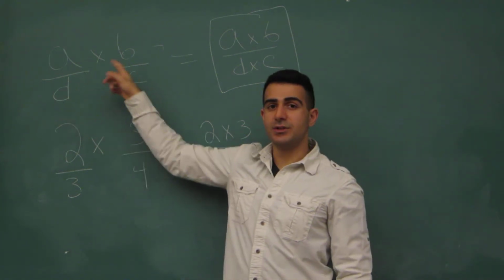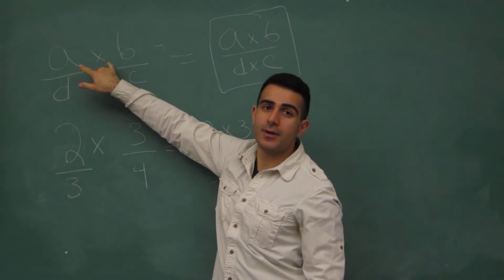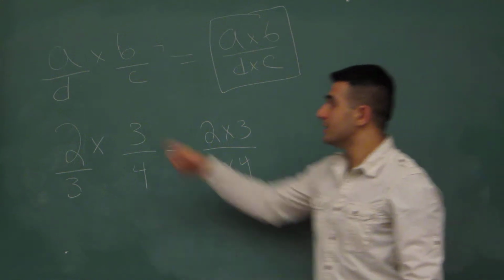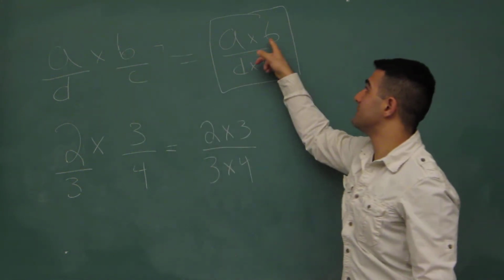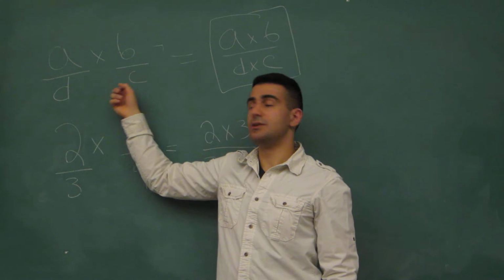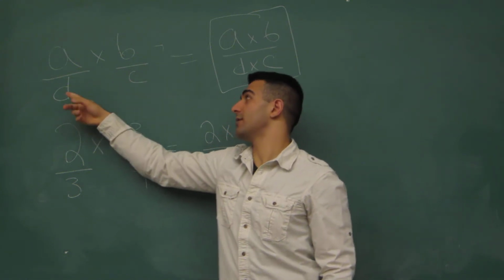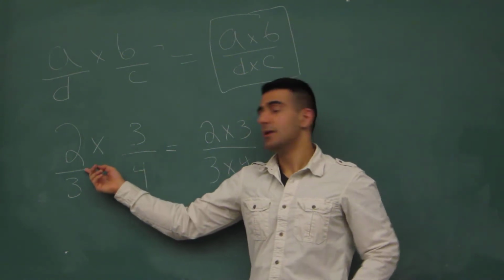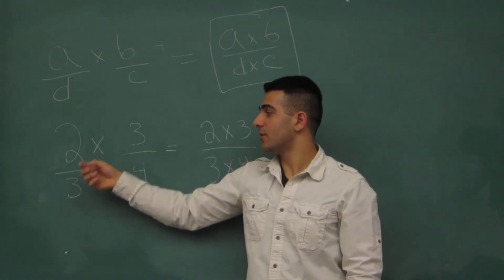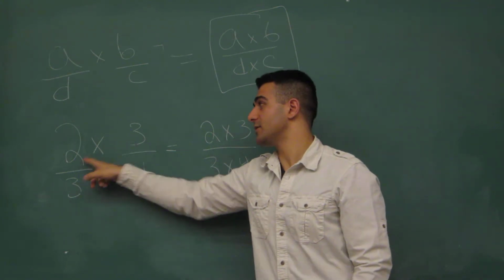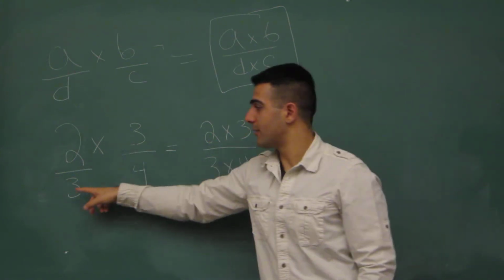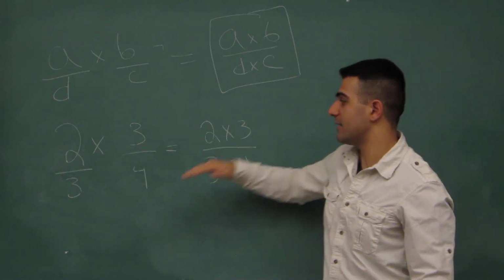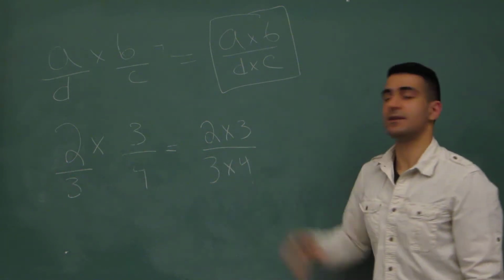Just like in the original case, you take the two numbers in the numerator of the fractions, you multiply them together. So a times b. You would multiply the two denominators together, so that would be d times c, and that's what you have here, d times c. In this example, 2 over 3 times 3 over 4 would be 2 times 3 and 3 times 4. So one way you can think of it is multiply what's on top, put that there, multiply what's on the bottom, put that at the bottom.